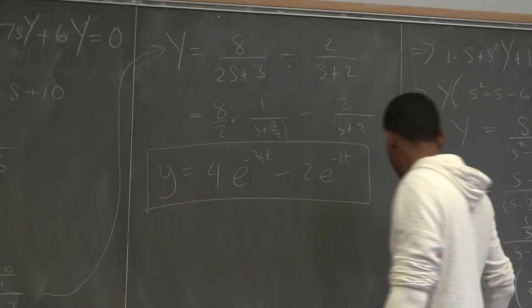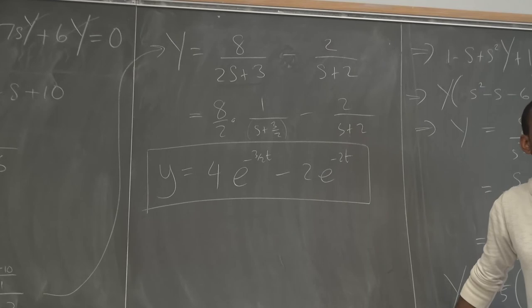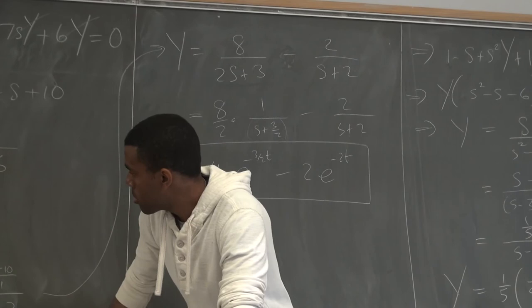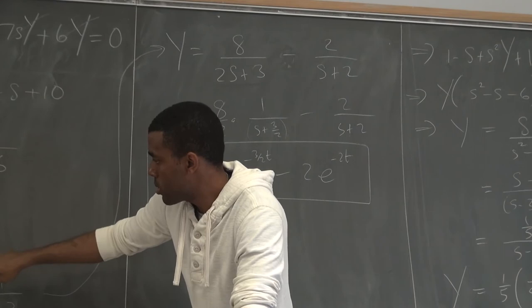Is that 1/3 or 1/2, on top of the 2s plus 3? This? Yeah, this is a 1/2. Yeah, because I plug in minus 3 over 2 here, plus 4 over 2 gives me 1 over 2. Okay.